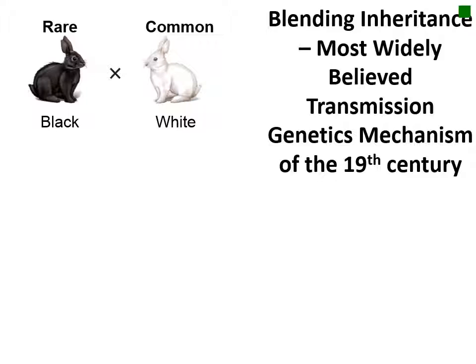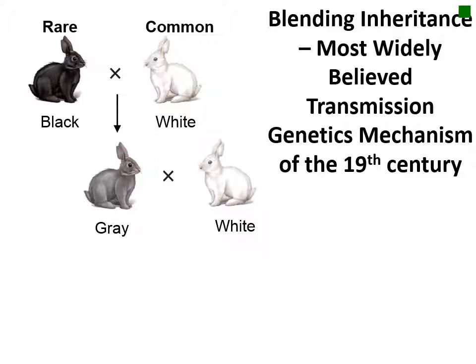For example, if a black rabbit and a white rabbit mate, they would have gray offspring, a blending of black and white. The problem with this hypothesis was that if true, variation would be lost over time. If this gray rabbit mates with another white rabbit, their offspring would be less gray. This process would continue over generations until no black rabbits were seen anymore. The pattern of loss of variation is not what is observed in most populations, suggesting this hypothesis was incorrect.